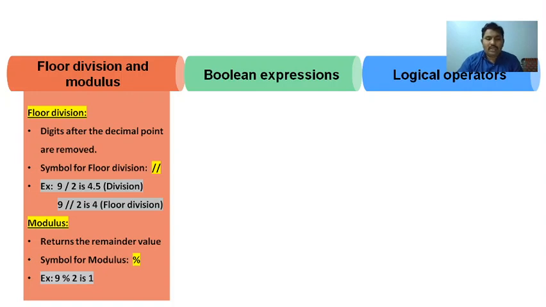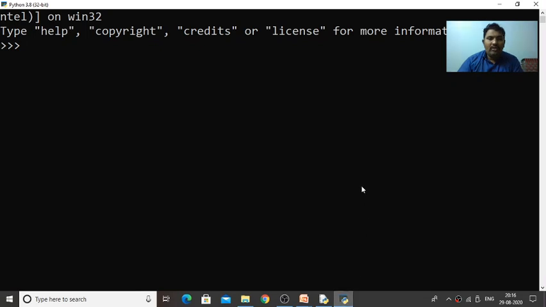Let me show a simple execution, then you can understand. For example, 9 by 2 gives us 4.5. If I give 9 double slash 2, it gives me 4. So this double slash is called floor division.